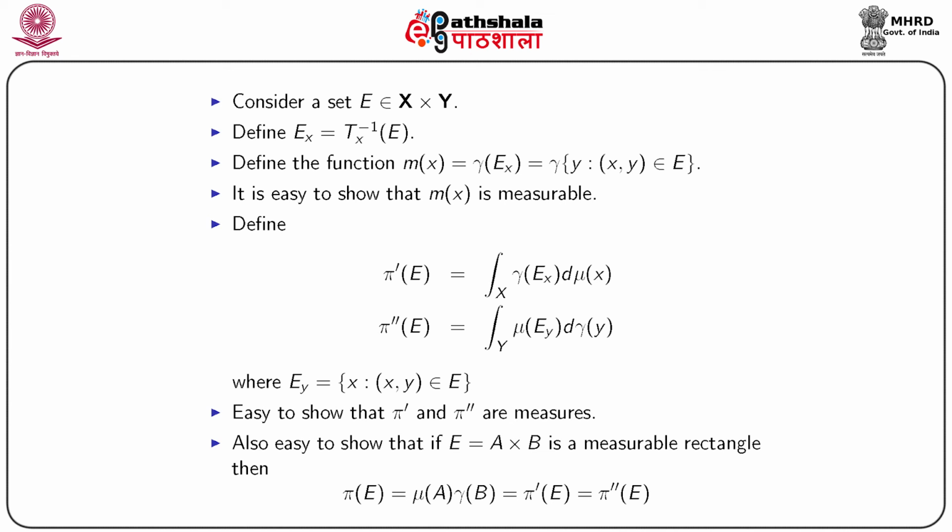Now it is not very difficult to show that pi prime and pi double prime are measures. Also it is easy to show that if E is A cross B, a measurable rectangle, then pi E will be equal to mu of A times gamma B, which is the same as pi prime E and the same as pi double prime E. So this will hold if E, which is A cross B, is a measurable rectangle.